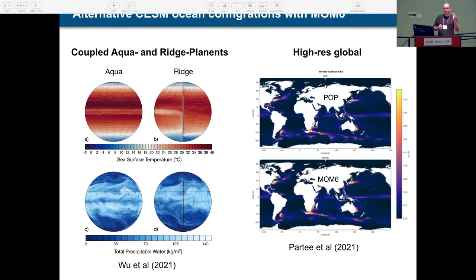I already mentioned we have a high resolution configuration with MOM6, and this is just to show the same grid basically we use in POP and MOM. The top panel shows the eddy kinetic energy in the POP model, and on the bottom, the same grid for the MOM model, and you can see they are very similar.